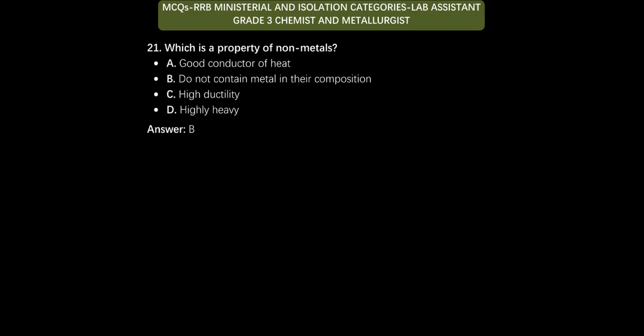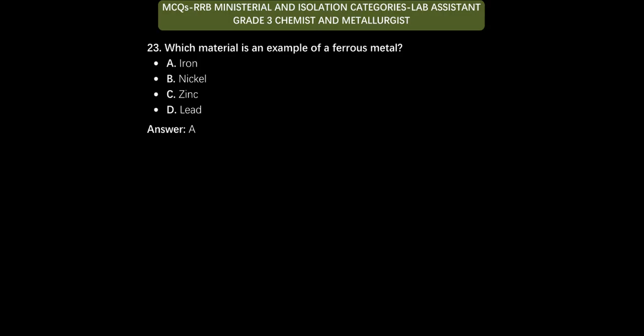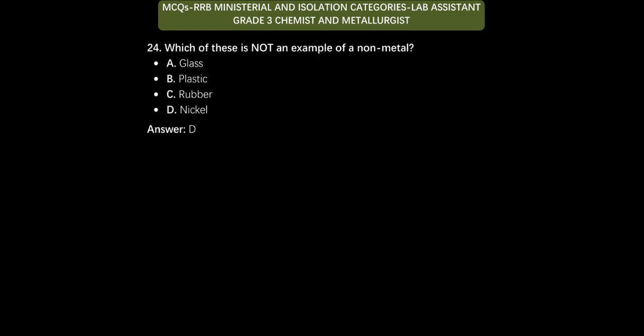Which is a property of non-metal? Option B, do not contain metal in their composition. How is cast iron categorized? Option D, gray, white, malleable, and nodular. Which material is an example of ferrous metal? Option A, iron.